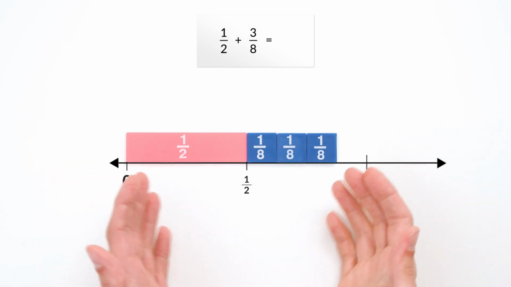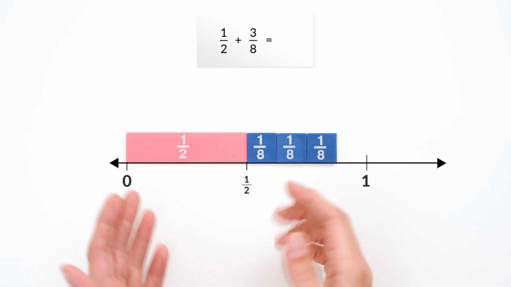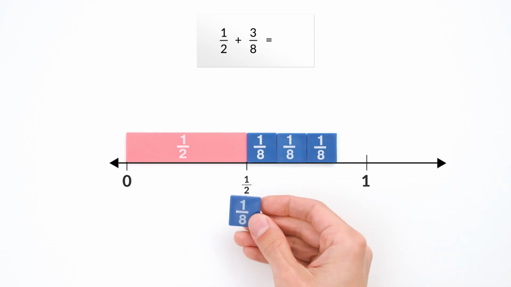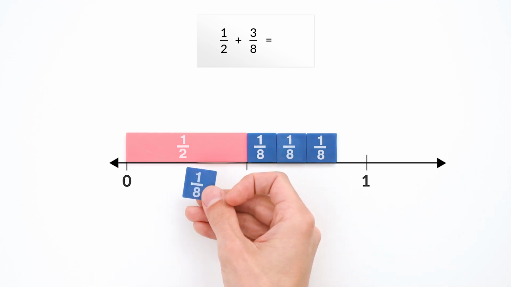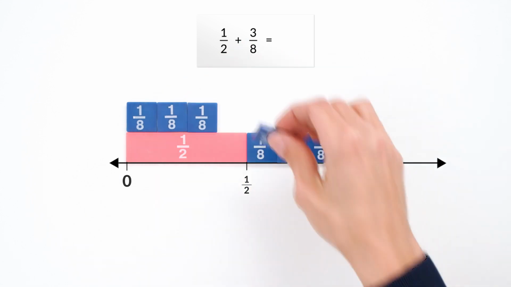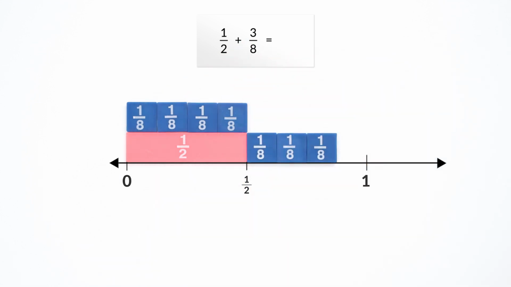Okay, but how do I write this sum as a fraction? Because right now I've combined two fractions with different denominators. Let's see if we can use the 1/8 fraction tiles to make the same length as 1/2. So we put out 1, 2, now we have 3 of them out there. Okay, and 4 matches exactly. So we can see here that 4/8 is equivalent to 1/2 because they're the same length.